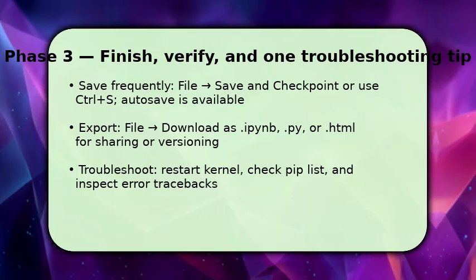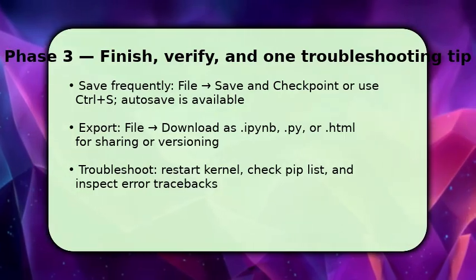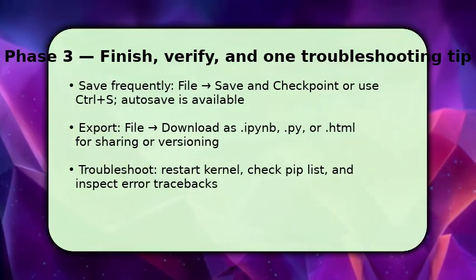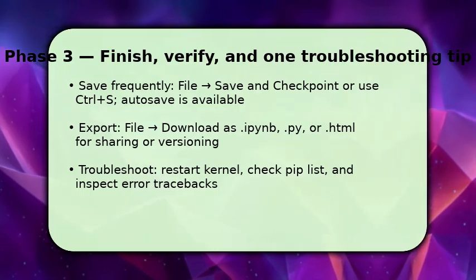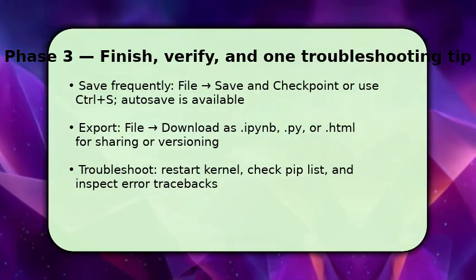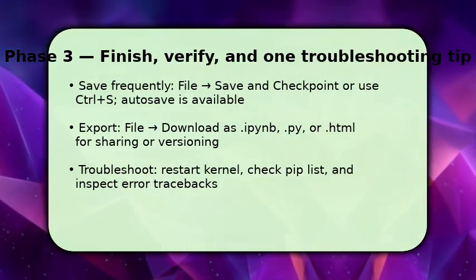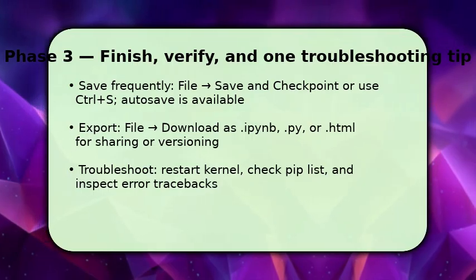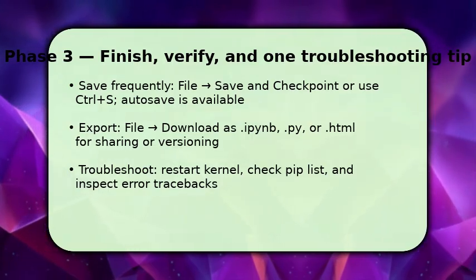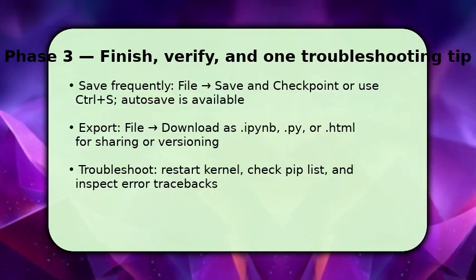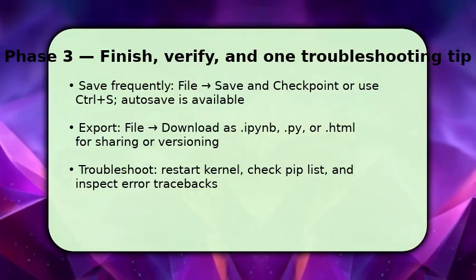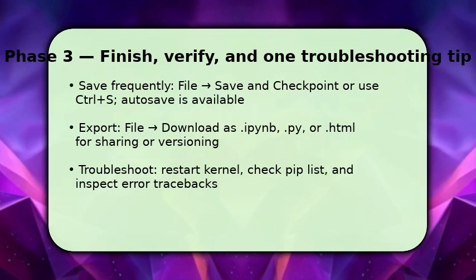If something breaks, first restart the kernel to clear state, then run cells in order. This often isolates dependency or order issues. Make sure packages are installed in the active environment. Use pip list or conda list to confirm. If an error persists, read the traceback from the cell, fix the line causing it, and rerun only the affected cells to save time.